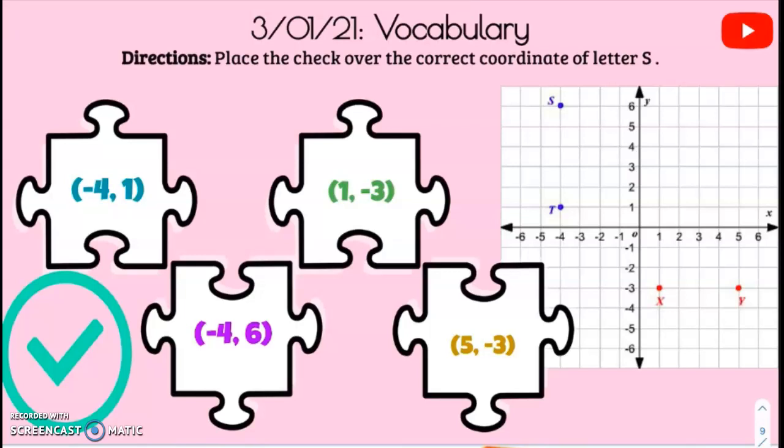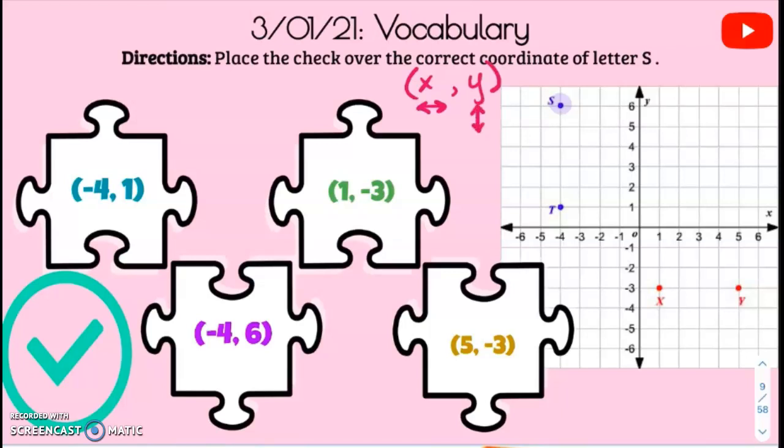Our vocabulary, we're going to place the check over the correct coordinate of letter S. All right, so where's letter S? Here it is, up here. And we're going to figure out, okay, well, what coordinate is it? Remember, we're always going to go on the x-axis first, so that means side to side. So down that hall, and then the y-axis, up or down the elevator.